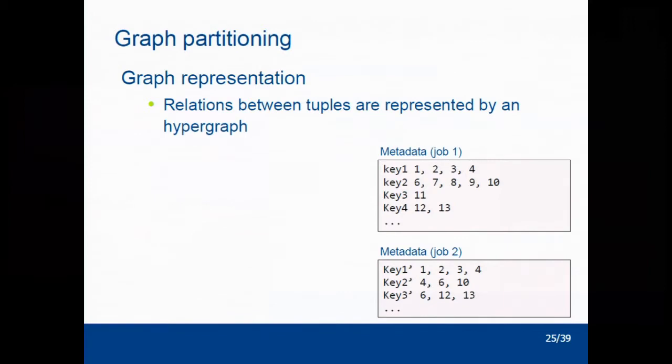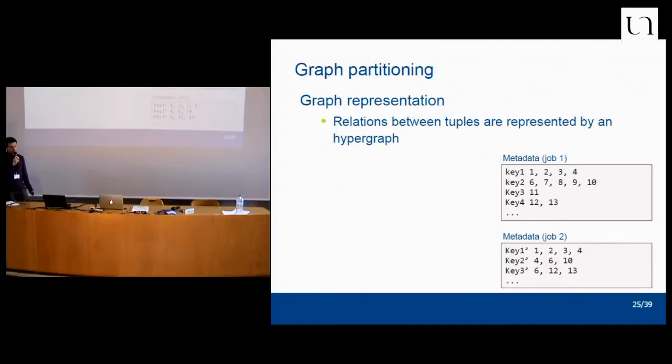When we have all the information and we trigger the repartitioning, we generate a graph with this information. We are using hypergraphs because they are more efficient in terms of representing relationships between a lot of tuples. The difference between hypergraphs and graphs is that in hypergraphs, the edges can connect more than one vertex at the same time. So for instance, here we have a line of the metadata in which key 1 has been produced by tuples 1, 2, 3, and 4.